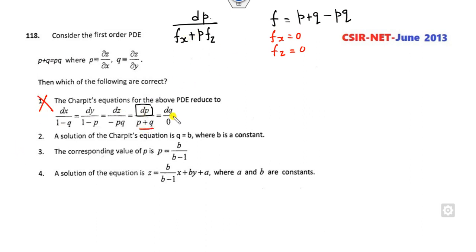Similarly, how can you find the value of dq? It is the partial derivative with respect to y, and the partial derivative of q. Here again it is 0, satisfied, but this equation is not satisfied, so this is cancelled out.